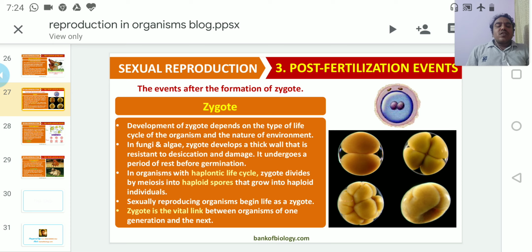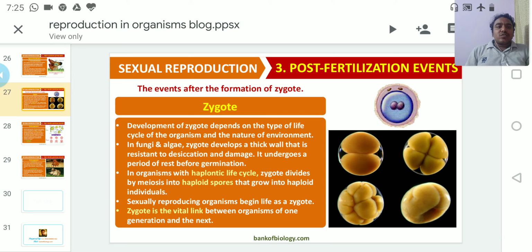The zygote: whenever haploid gametes are fused together, there is formation of the diploid zygote. The development of the zygote depends upon the type of life cycle of an organism and the nature of the environment. In fungi and algae, the zygote develops a thick wall that is resistant to desiccation for the purpose of survival, because sometimes it may become extremely cool or extremely hot. To protect from the external environment, they undergo a period of rest before germination.